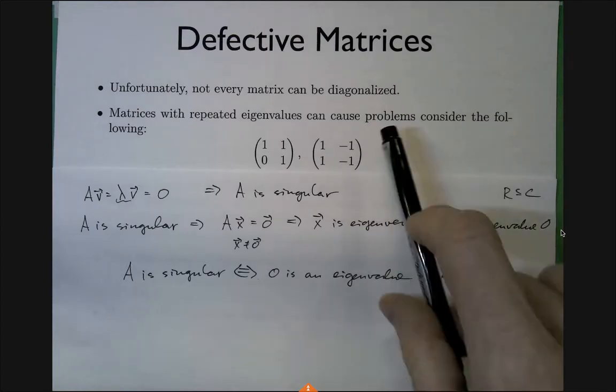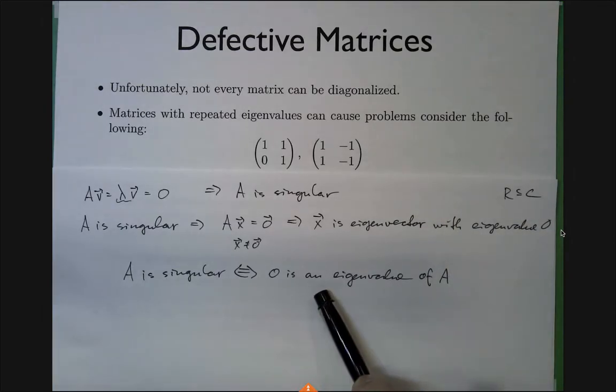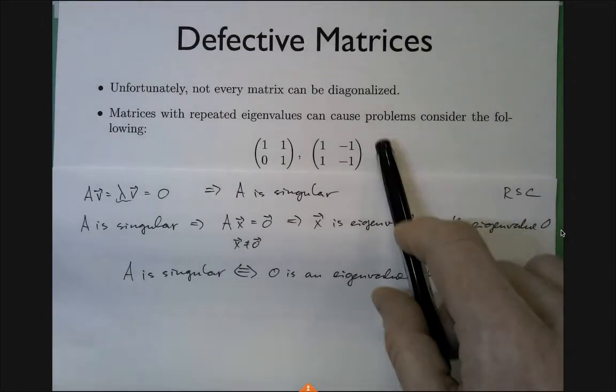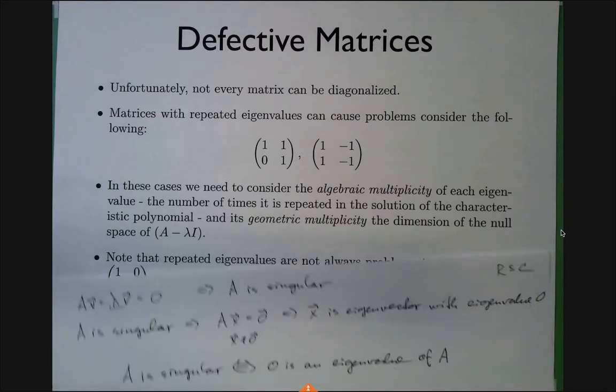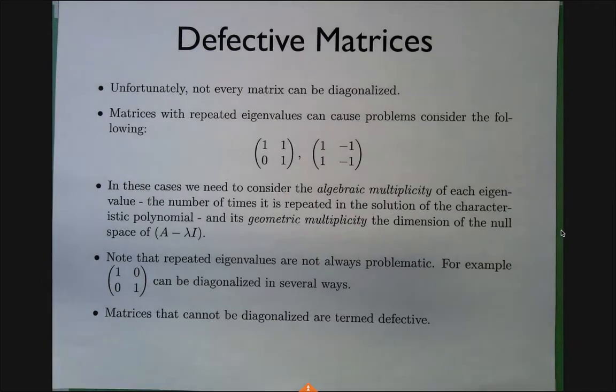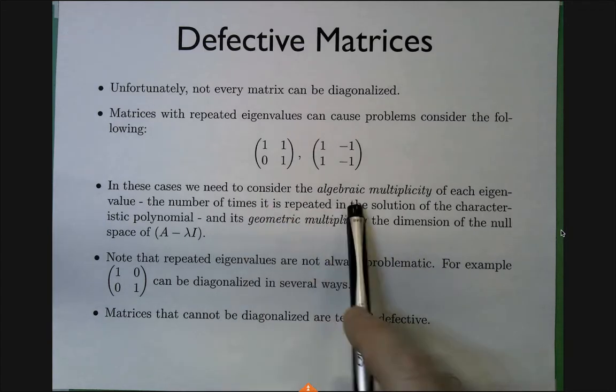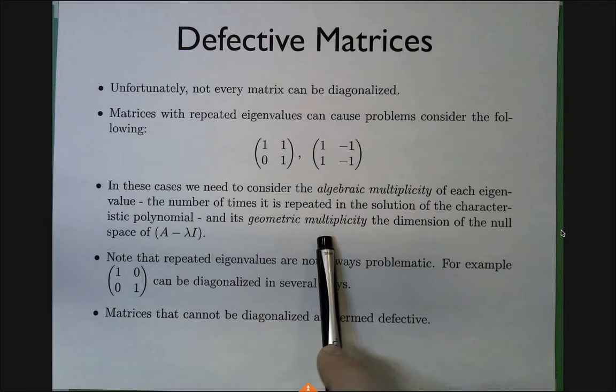So that's in the case of... this is useful to remember, but it has nothing to do with the defective matrices as you might otherwise think. So how can you tell if a matrix is defective or not? It's actually a little more subtle. You need to look at things that are called algebraic and geometric multiplicity. So let me explain that.